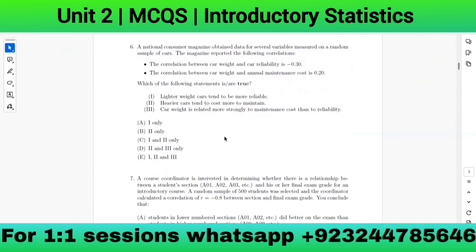Okay, so the next one is easy. You all again have 3 points and you have to see which one is true. So take 1 minute to do question number 6.